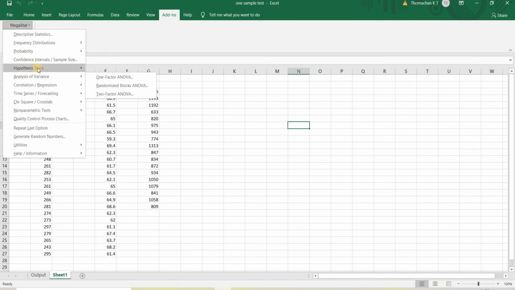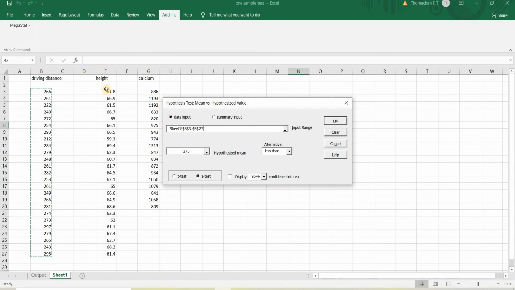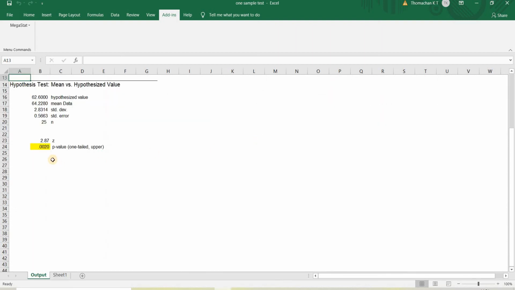So, hypothesis test, mean versus hypothesized value. Select it. Hypothesized mean is 62.6, and we want to know whether women now are taller, so greater than. Okay. Now again, the value of Z is 2.87. Null hypothesis is rejected. That means US women today are taller than US women in the 1920s.